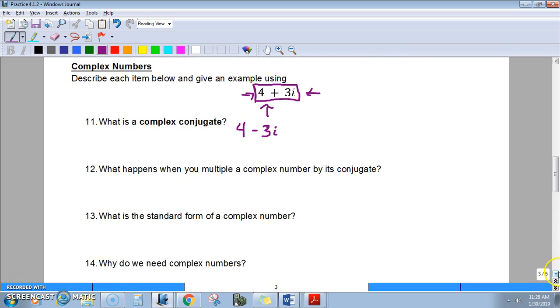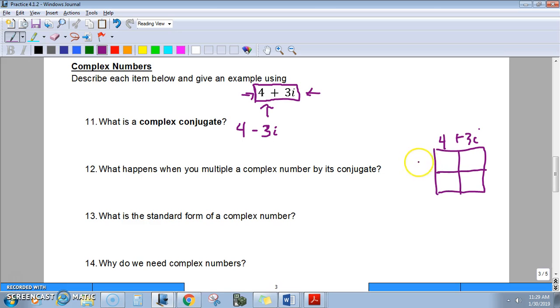What happens when you multiply a complex number by its conjugate? What did I just say? We get rid of the imaginary number. So if I did this using an area model, this is kind of what we did in that last problem from the other video.